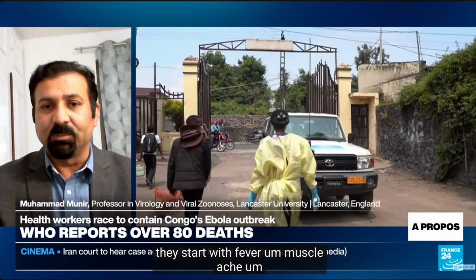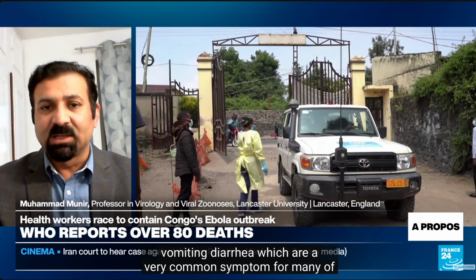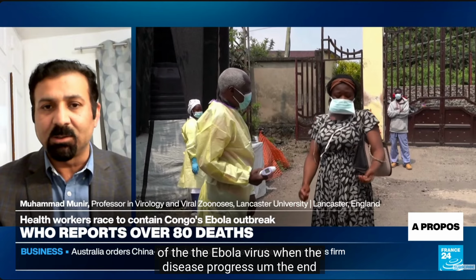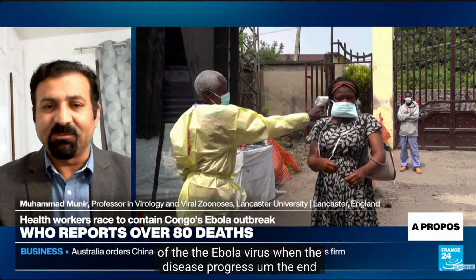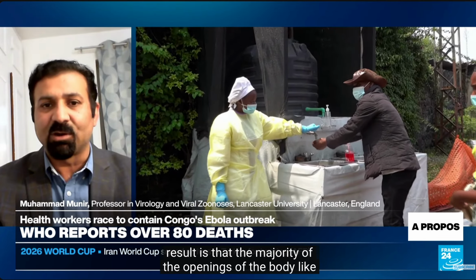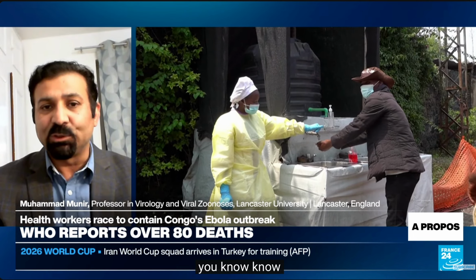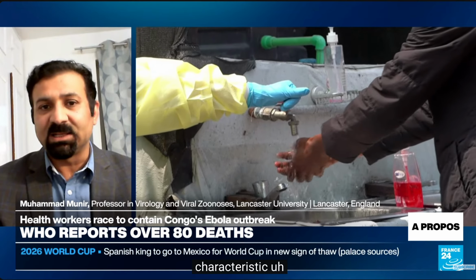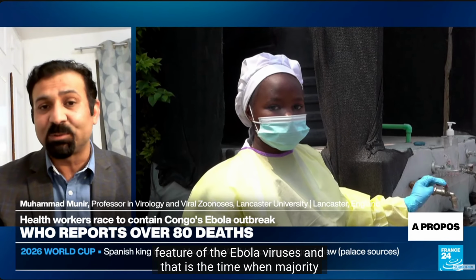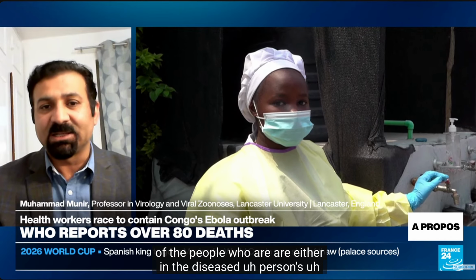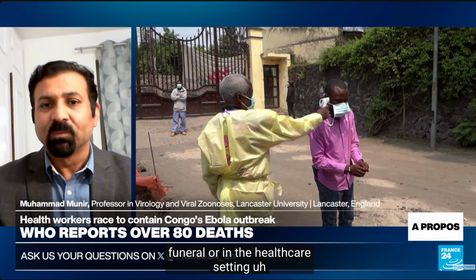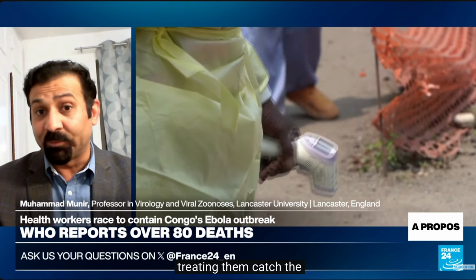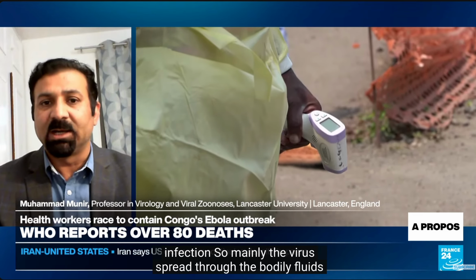But in the particular case of the Ebola virus, when the disease progresses, the end result is that the majority of the openings of the body, like ear, nose, mouth, start bleeding. That is very pathognomonic, a very characteristic feature of Ebola viruses. That is the time when most people, either at the deceased person's funeral or in the healthcare setting, or those treating them, catch the infection. So mainly the virus spreads through bodily fluids such as semen, saliva, blood or vomit when it comes out of the deceased or the sick person.